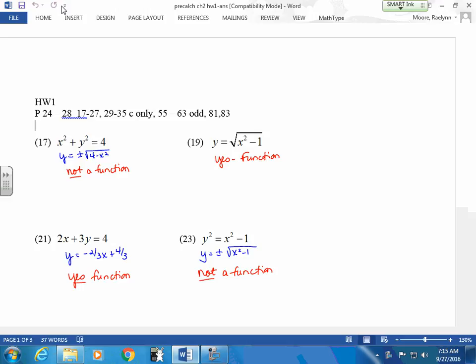This is an equation of what? A line. So a line is a function unless it is a vertical line. So then it's okay. And then it is not a function.